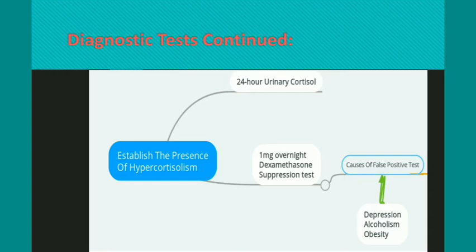Second test is 1 mg overnight dexamethasone suppression test. If suppression of morning cortisol level occurs, hypercortisolism can be excluded. It is not the best initial test if 24-hour urine cortisol level is available in options. Point to be noted: there are some conditions which can cause false positive results. These conditions include 1. Depression, 2. Alcoholism, 3. Obesity.